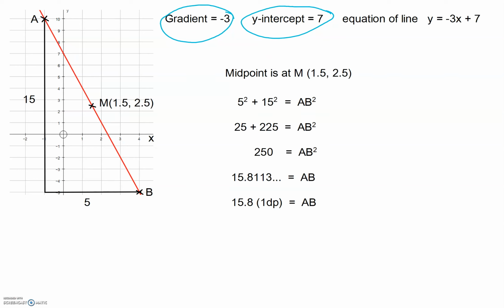So now we're going to find the midpoint and the length of AB by drawing in the triangle, and you can see that the differences in x and y are 5 and 15. So we have found a half of those distances, and it takes us to a midpoint of 1.5, 2.5. And then using Pythagoras' theorem, we have got a length of AB as 15.8 to 1 decimal place.